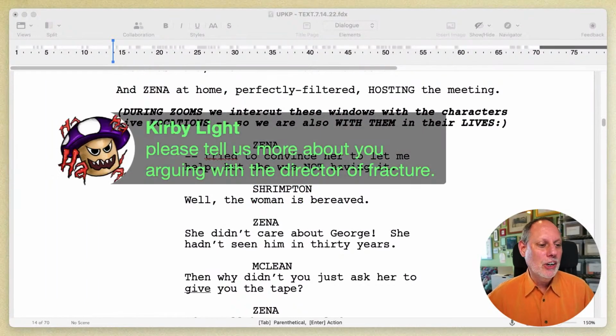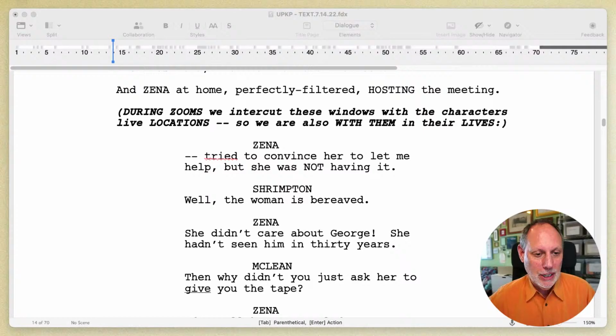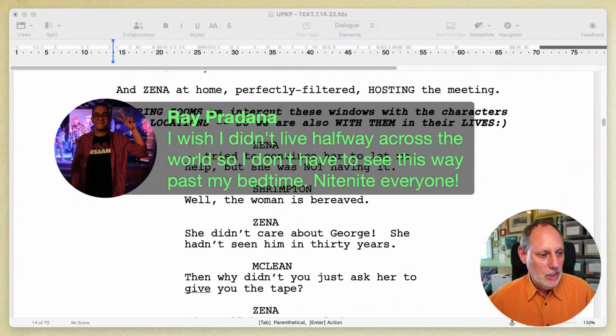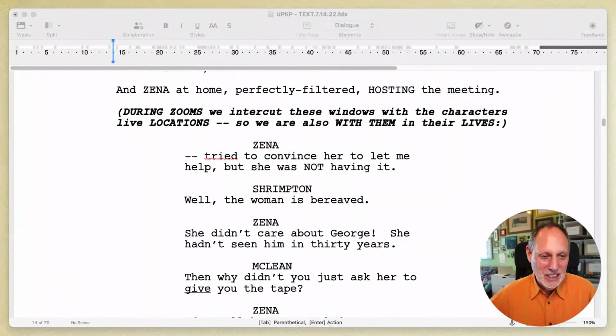I will tell you more about arguing with the director of Fracture when I do the thing about Fracture, but I don't want to. We've only got a few minutes here. I wish I didn't live halfway across the world. Good night, Ray. It's nice that you dropped by. I am sorry that we all live around the world, but it's pretty cool. Let's face it, it is pretty cool that we are all over the globe and connecting. One of the good things about the internet, which sometimes is destroying all of culture and democracy, but it's also letting us do this. Got to give it to it.